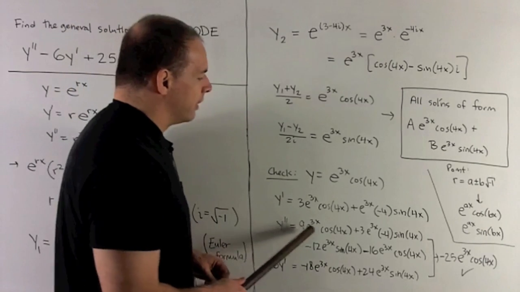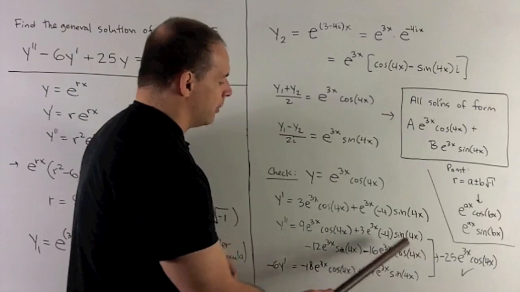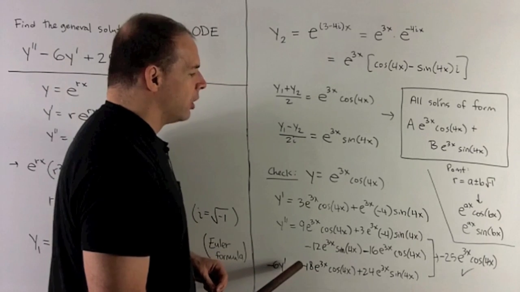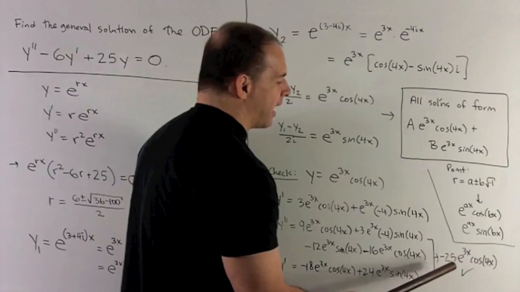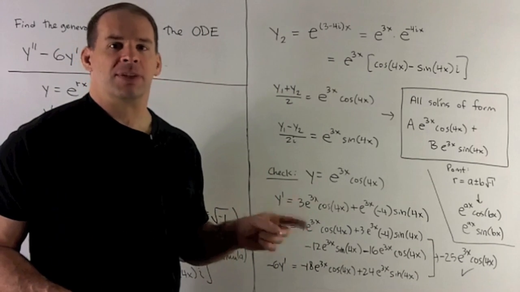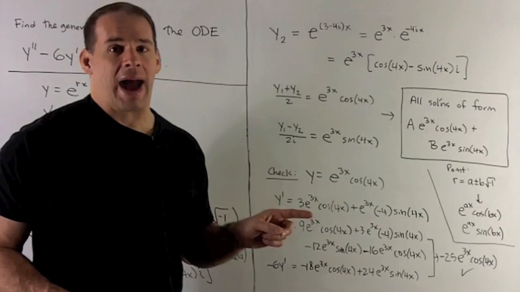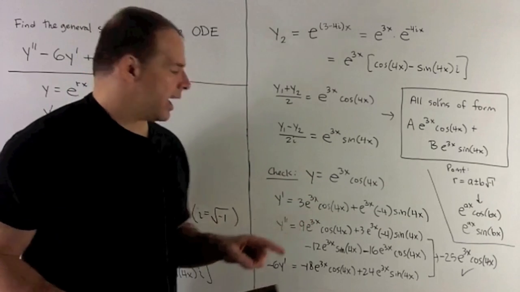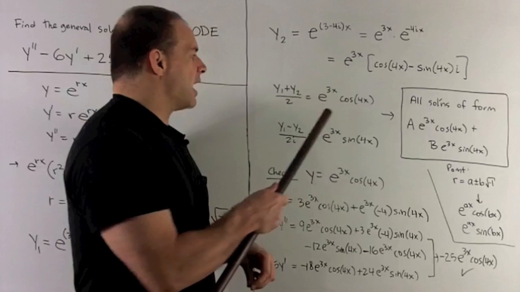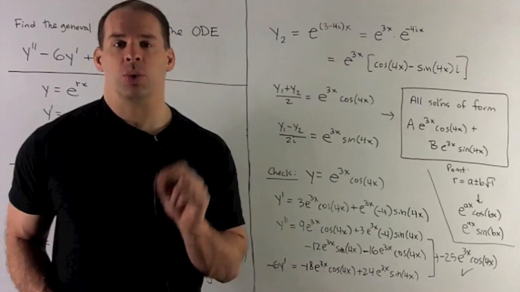y double prime is just going to grow. But what will happen is if I subtract off 6 times y prime, we're going to be left with minus 25 e to the 3x cosine 4x. If you note, that's just minus 25y. So adding 25y to this is just going to give us 0. So this is definitely going to be a solution to our ODE.